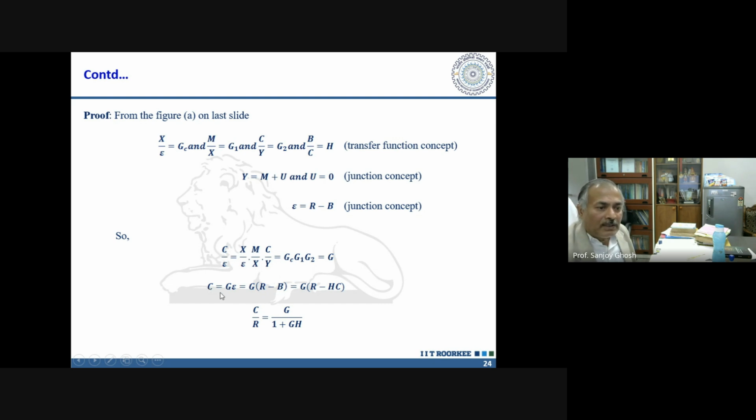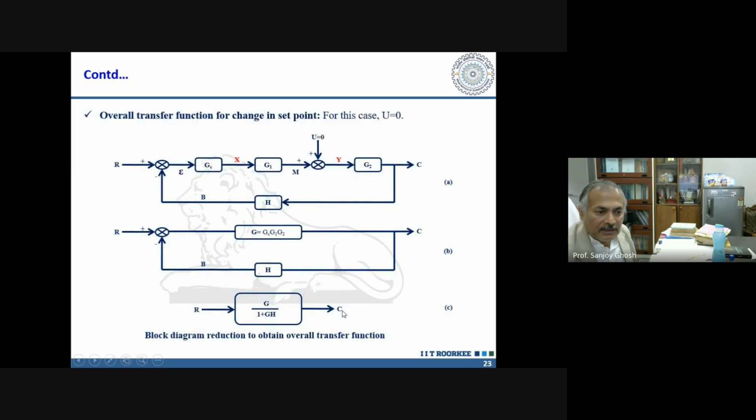Now C is equal to G into E, and E is nothing but R minus B. So C equals G times (R minus B), and B is nothing but C into H. You put it there, rearrange, and get the ratio: C by R is equal to G by 1 plus GH. This is the relationship you finally got. C by R is this transfer function, or C is equal to R into this transfer function.